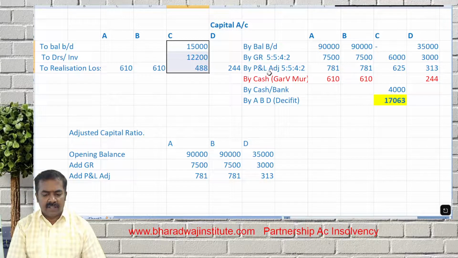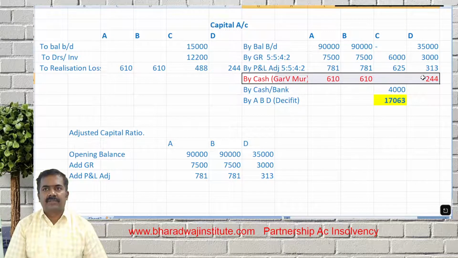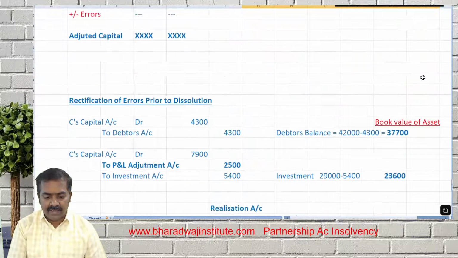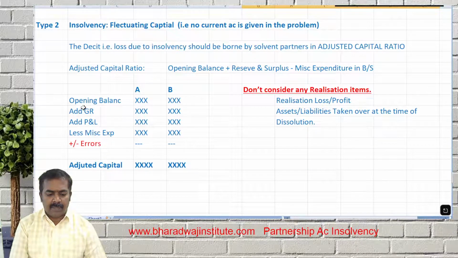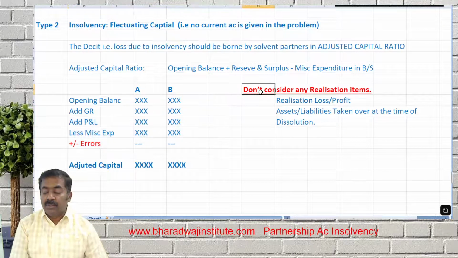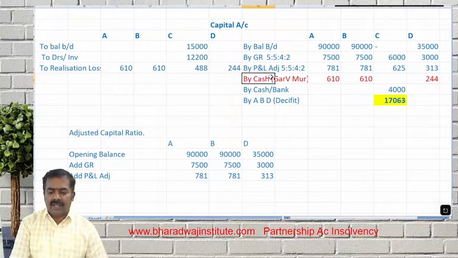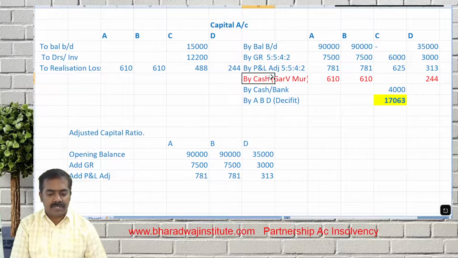Now, can I take this? This is only in D's column. Can I take this cash brought in due to realization? No. I told you very clearly. What do you mean by adjusted capital? Opening balance, general reserve, P&L account, miscellaneous expenditure after rectification of errors if there is any. Do not consider any realization item. It can be realization profit or loss, or it can be an asset taken over at the time of realization. All those things, don't consider.